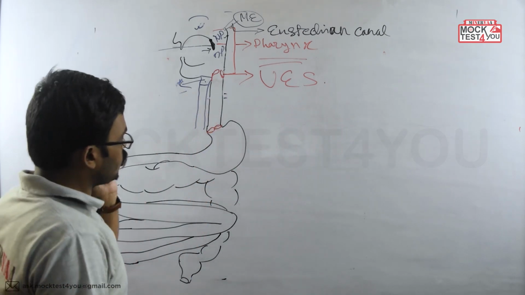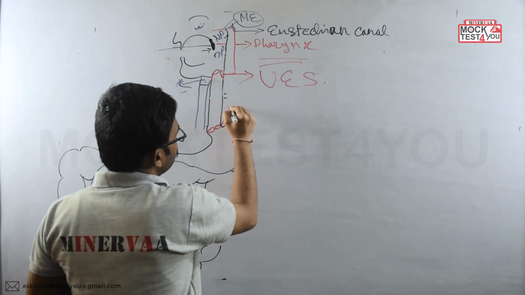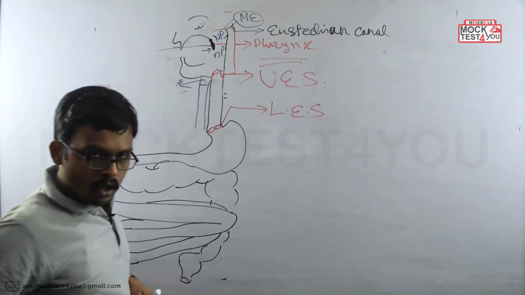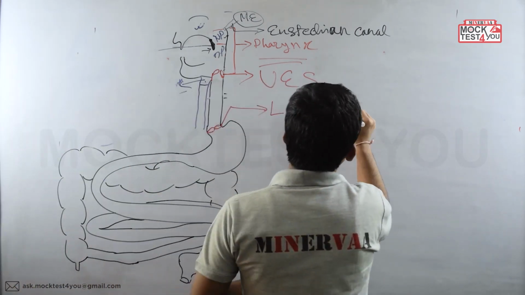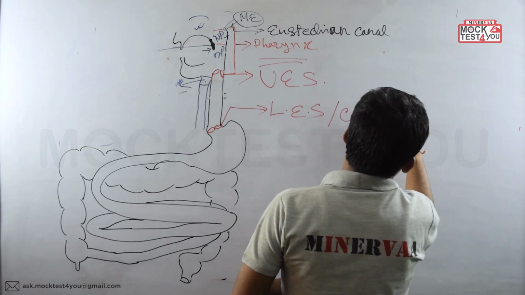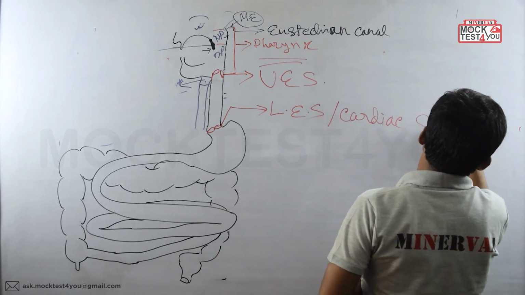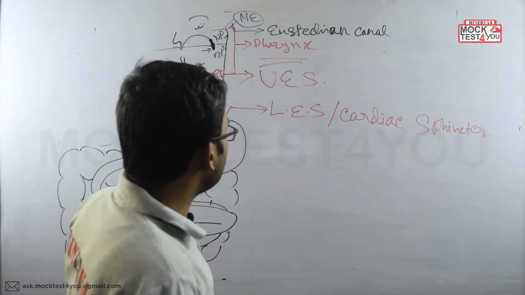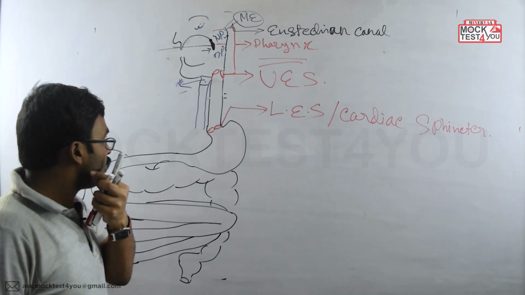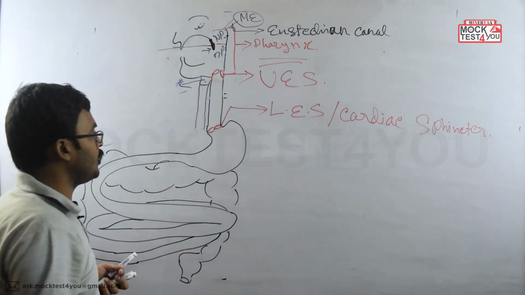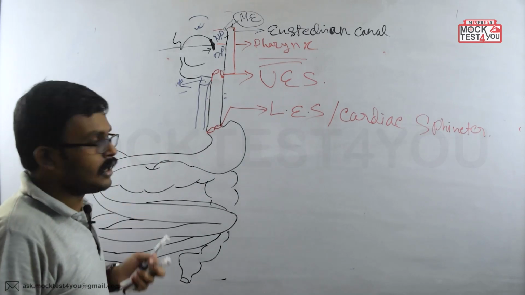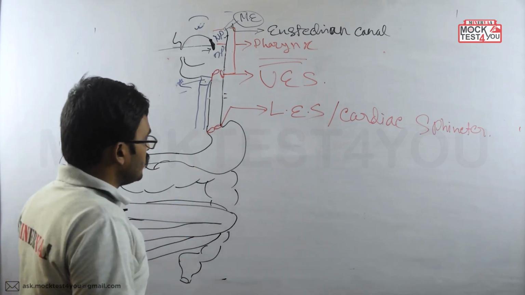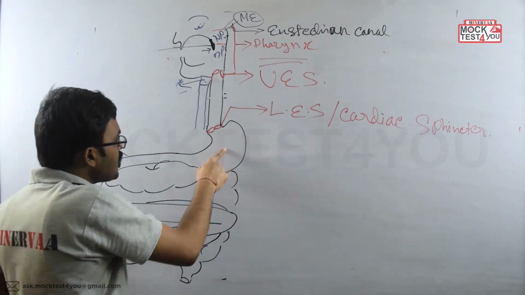Okay, clear? So what is the name of this sphincter? This is known as the lower esophageal sphincter, or it is also called the cardiac sphincter. Done. So these are the sphincters which are present in the wall at the beginning and the end of the esophagus.